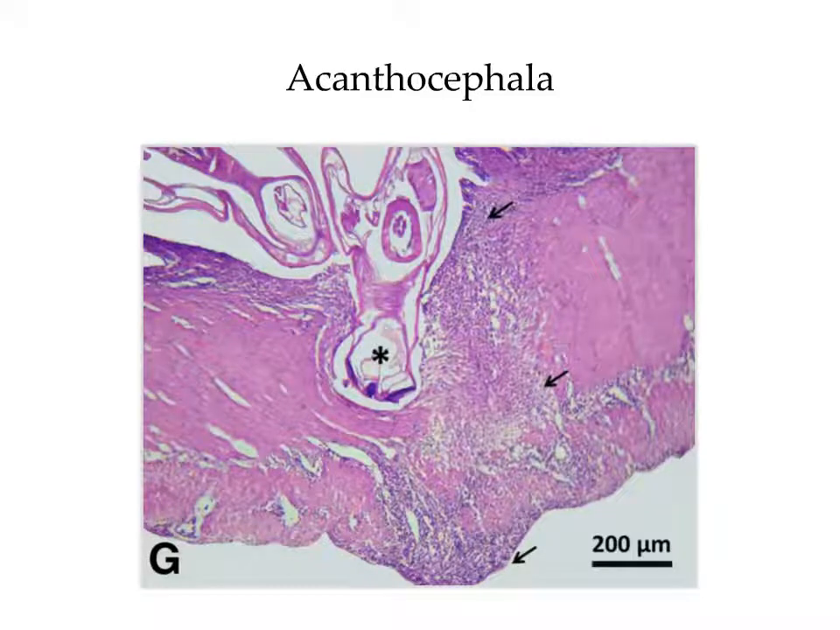Within the section of the intestine, there is an acanthocephalan embedded within the intestinal wall, causing ulceration and transmural inflammation. This could progress to intestinal rupture.